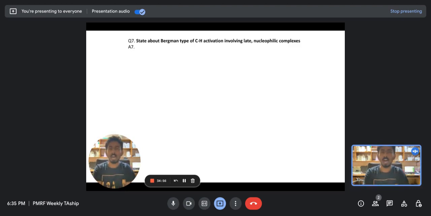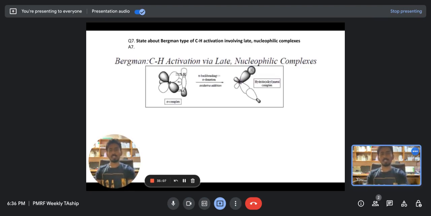The next question is how this CH activation takes place, starting with the Bergman type of CH activation involving late nucleophilic complexes. Late nucleophilic complexes are those lying in the late transition metal elements. Here, in the diagram, this is the metal d orbitals, and this is the CH sigma orbitals.